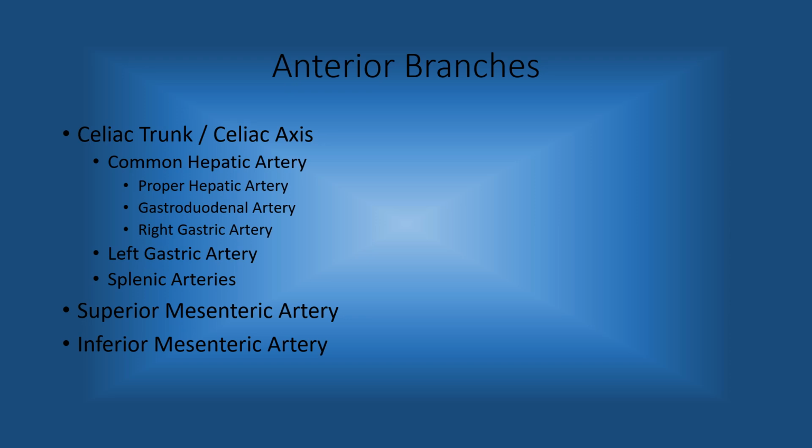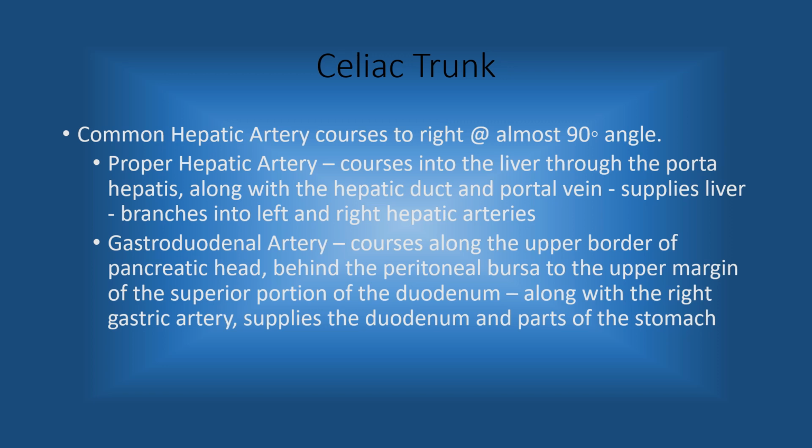So going down from superior to inferior, the anterior branches of the aorta are the celiac trunk, the superior mesenteric artery, and the inferior mesenteric artery. Okay, the common hepatic artery is going to course to the right at almost 90 degrees. Off of it, we're going to see the proper hepatic artery.